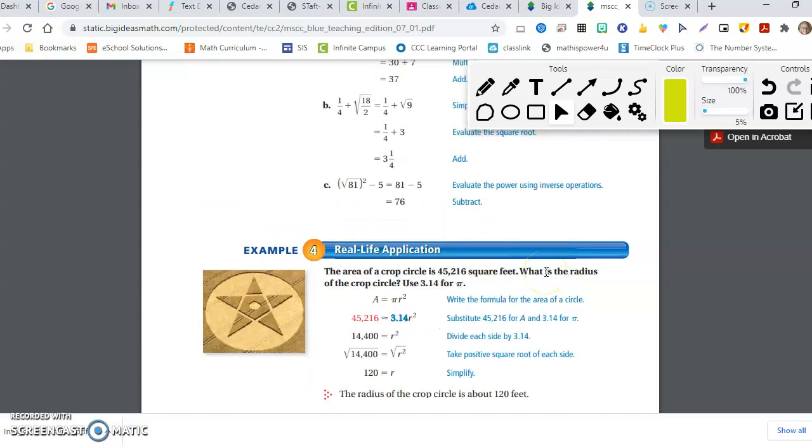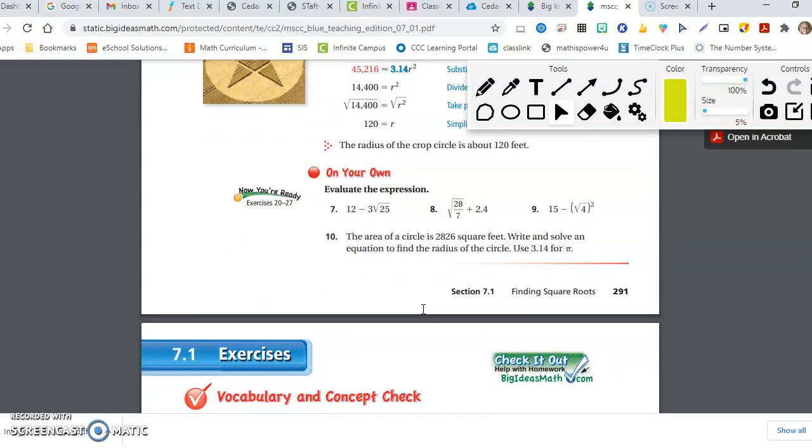And letter C is doing the inverse operation like we just talked about. The square root of 81 is 9, but then you're going to square it. 9 squared is 81. So you're right back with 81 where you started, and then you're going to subtract 5, so you get 76. So if you see this combination, your answer is going to be whatever's inside your square root, because you're negating the square root when you square it. Okay?